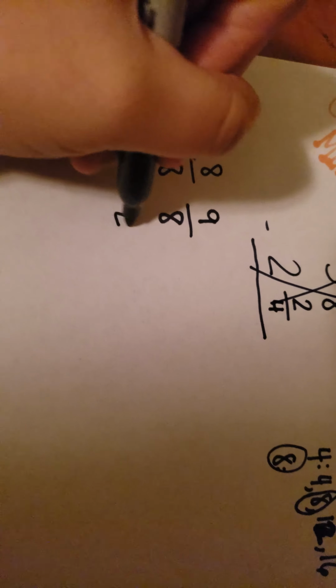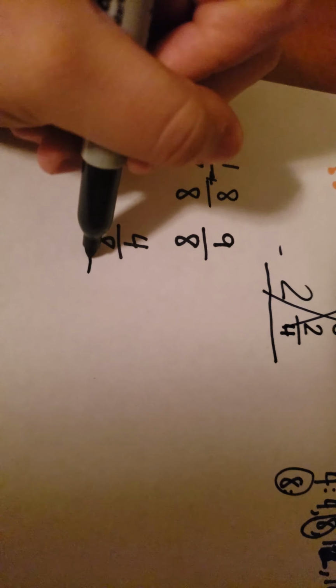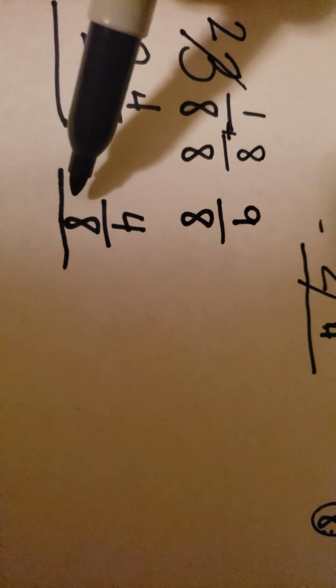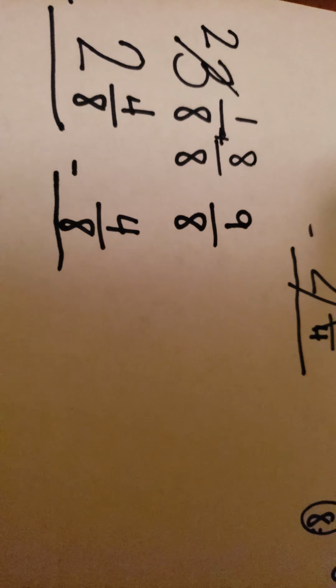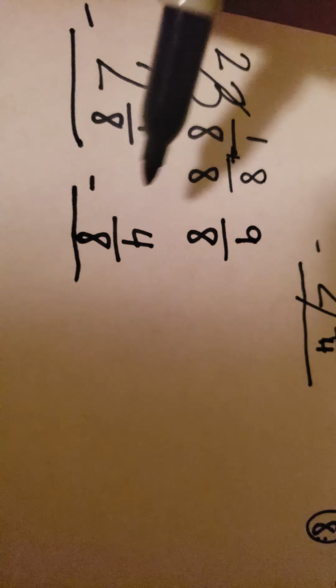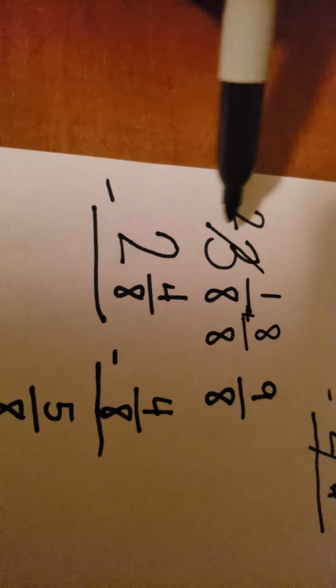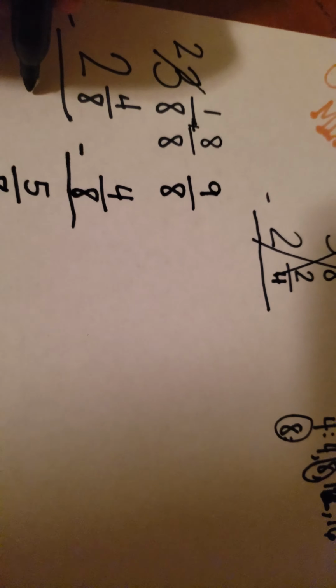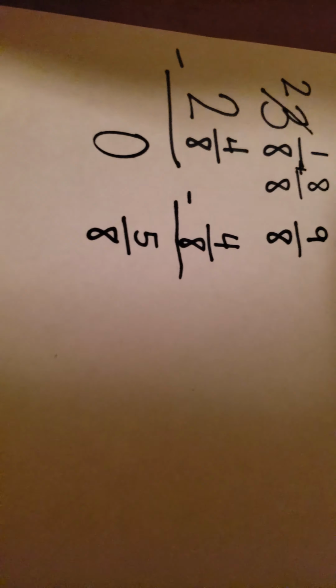So now I have 9/8 minus 4/8. Now I can subtract that pretty easily. 9 minus 4 I know is 5. So my fraction will be 5/8. All that's left is for me to subtract my whole numbers. 2 minus 2 is 0. So my final answer for that would be 5/8. Again, let me know if you have any questions.